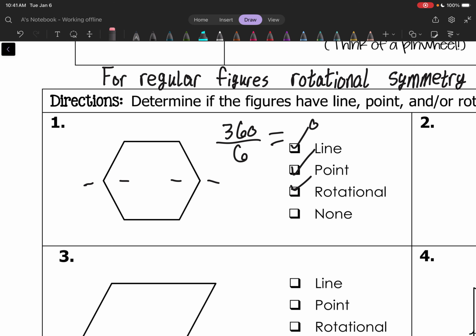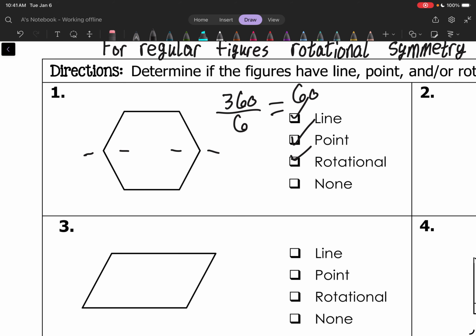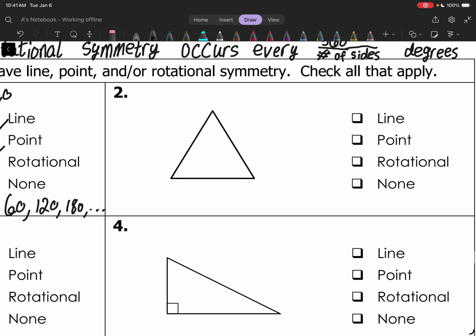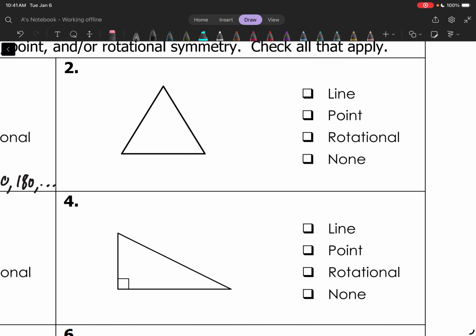It is not 120, it is 60. I said 6 and divided by 3. I apologize on that one. So every 60 degrees, this has rotational symmetry. So it is rotational. This is on your test, which is why I'm taking the time to write this. At 60, I'm going to add 60, 120, 180, and you can keep going up to 360. Well, technically to infinity, but because this is Math 2, you'll stop at 360.